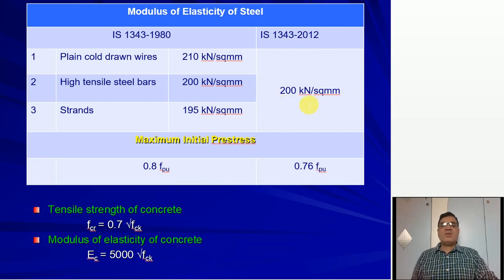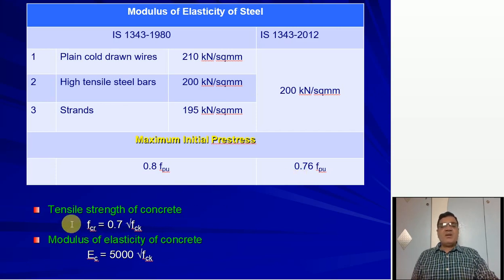There is one more change in the new code, and that is maximum initial pre-stress. This is the stress which we provide to the wires during the jacking. According to the old code, 80% of fpu, the ultimate tensile strength of wires or tendons or strands, could be applied, but according to the new code, that value is reduced to 0.76 fpu. That means only 76% of the ultimate tensile strength of wires.